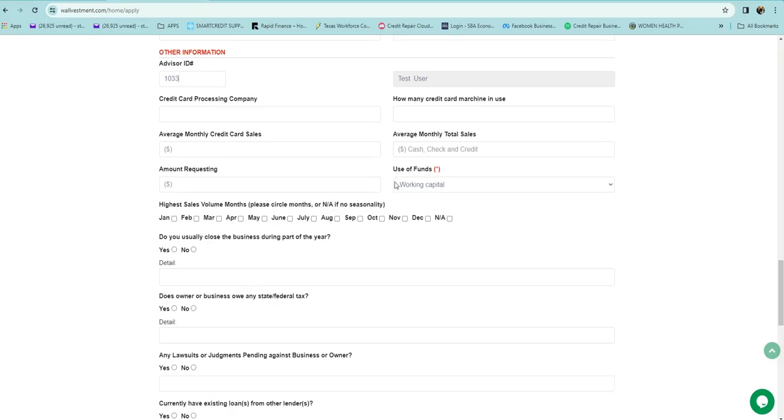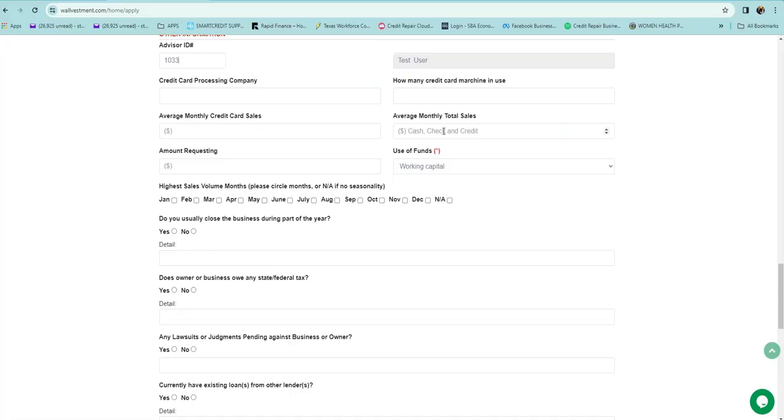Okay. Average monthly total sales, that means cash, credit cards, checks, whatever, everything. This would help us to determine how much money we can give them and all that, and the rate and everything. So that's important. It's important to know the average monthly total sales. They can estimate it here. We'll find out anyways, but we need to know.